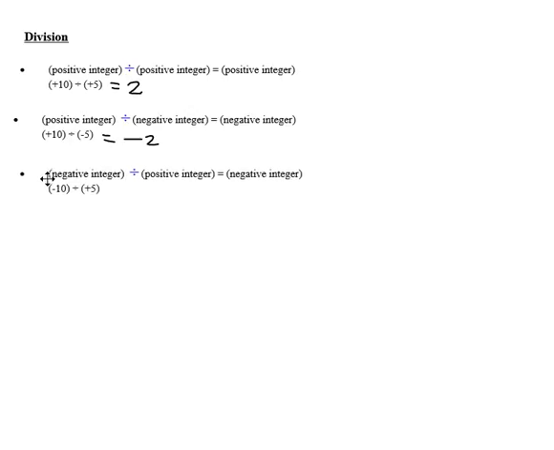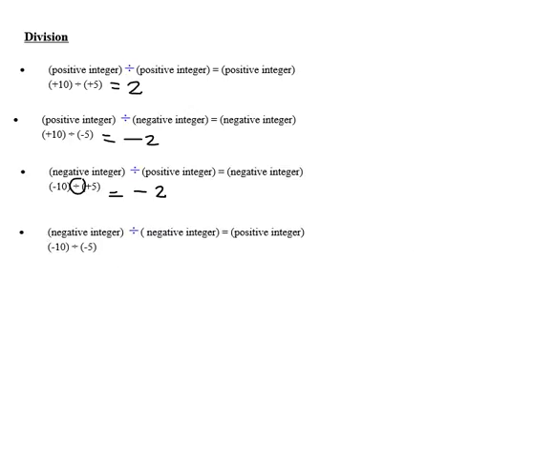A negative integer divided by a positive integer will end in a negative result. So negative 10 divided by positive 5 will give me negative 2.